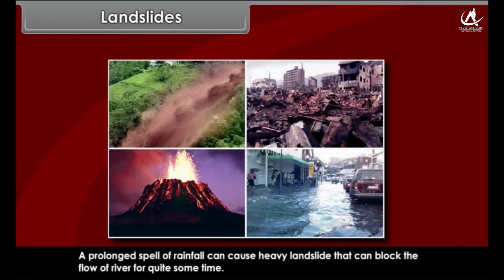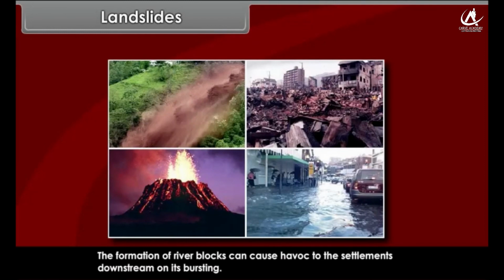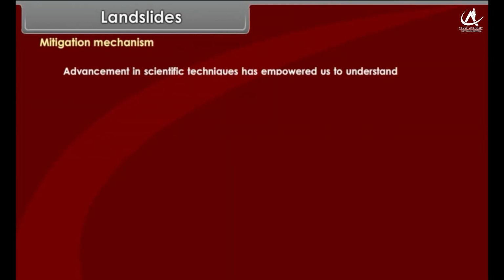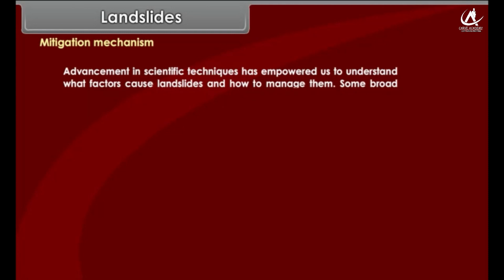A prolonged spell of rainfall can cause heavy landslide that can block the flow of river for quite some time. The formation of river blocks can cause havoc to the settlements downstream on its bursting. Mitigation mechanism. Advancement in scientific techniques has empowered us to understand what factors cause landslides and how to manage them. Some broad mitigation techniques of landslide are as follows.